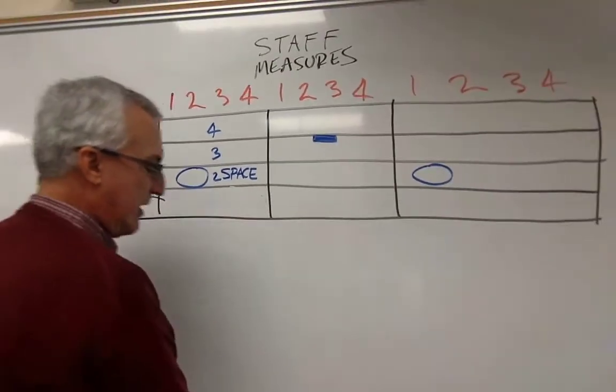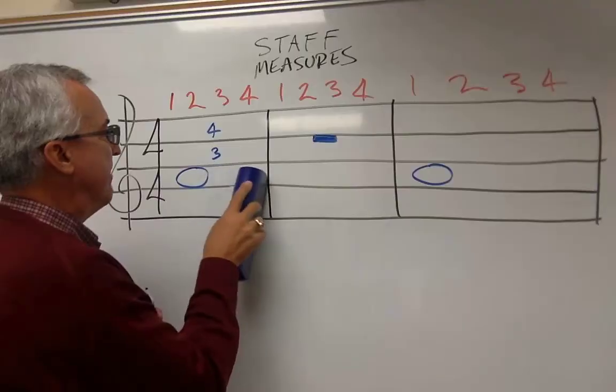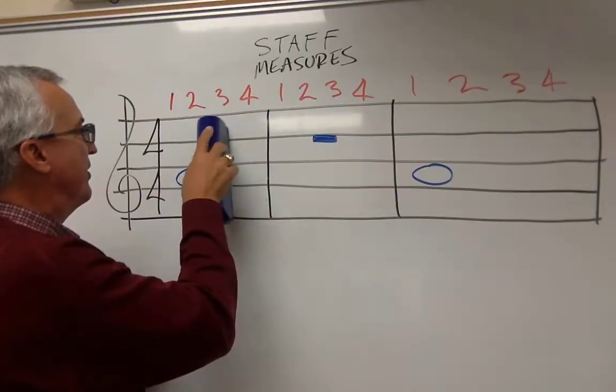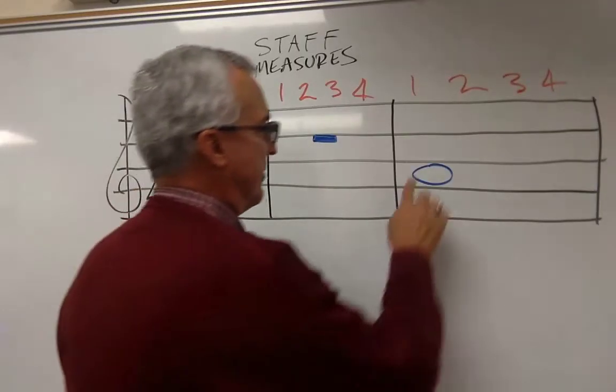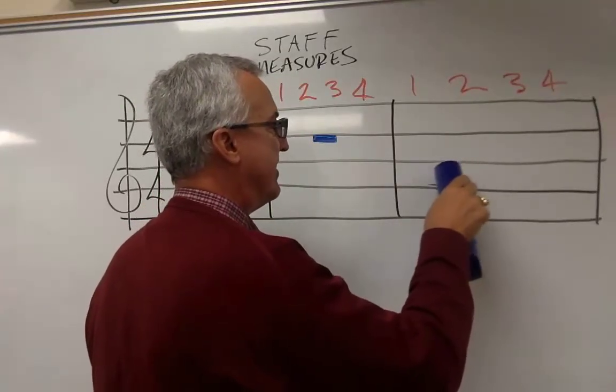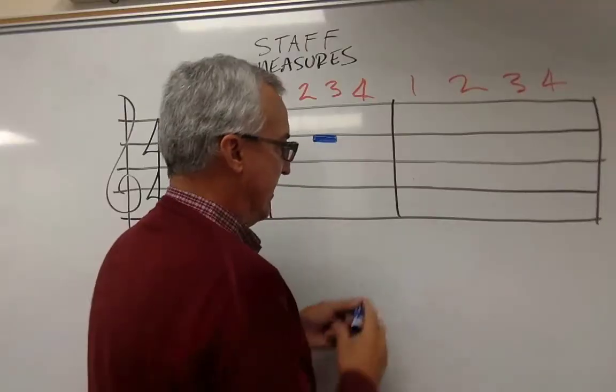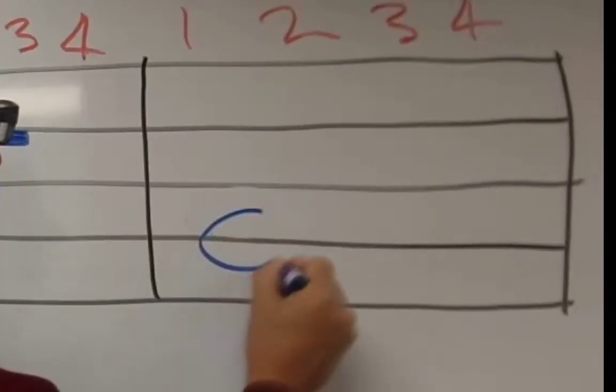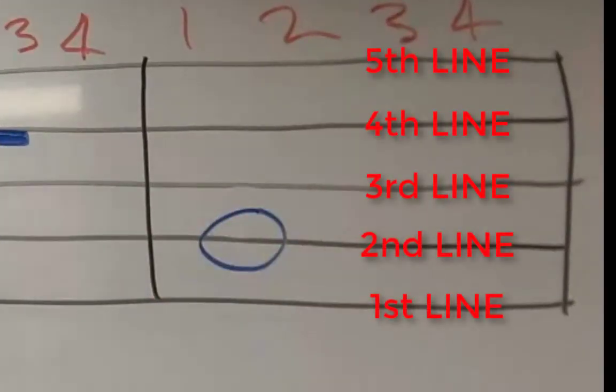But I'm going to get rid of this. I'm going to change my next whole note in the third measure of this song. I'm going to change it. So instead of it being in a space, let's put it right on the second line so that you can see that sometimes whole notes are on a line, and that's a different note.